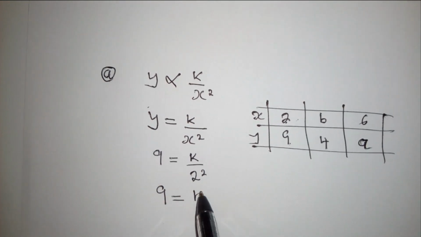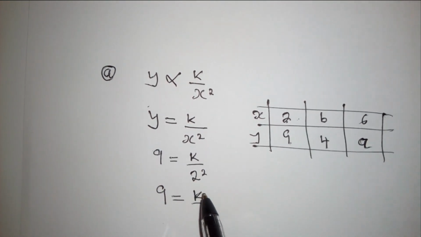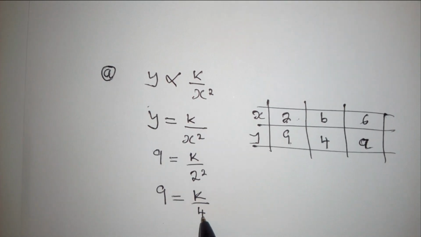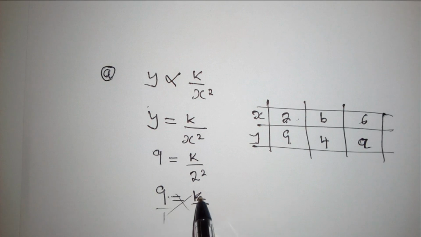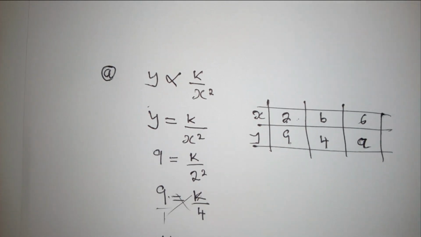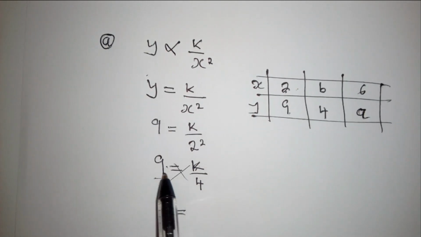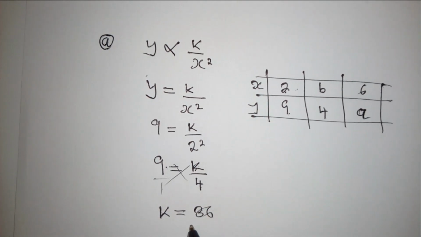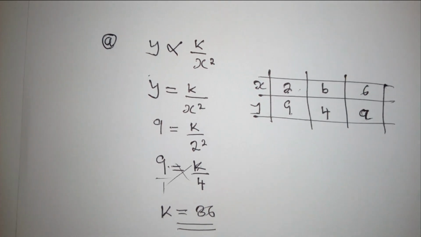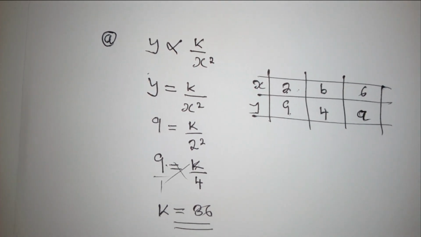Next will be to solve down here. What is 2 squared? 2 squared is equal to 4. And then in order for us to find the value of k, we can cross multiply. There's 1 here. 1 multiplied by k is k, which is equal to 9 multiplied by 4, which is 36. So the value of k is equal to 36. In this case, our constant is 36.